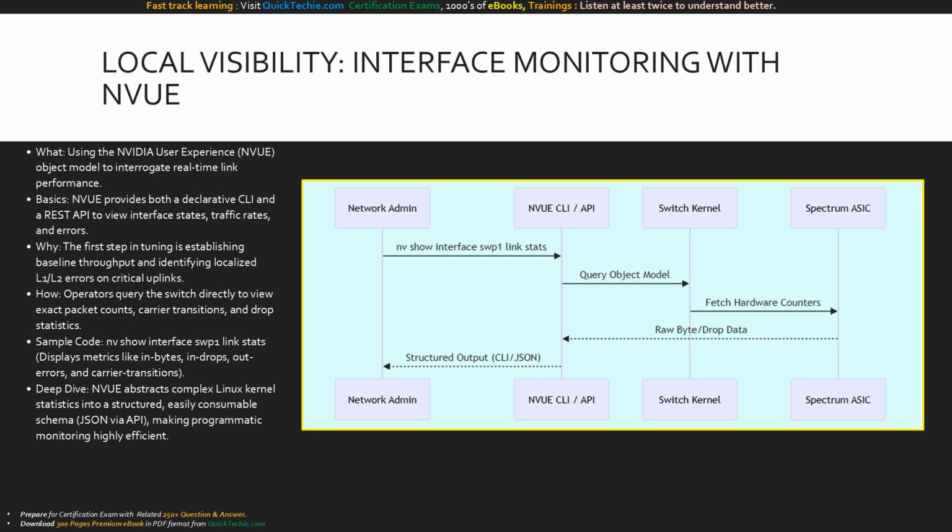This sequence diagram illustrates the flow of an NVUE telemetry request. When the administrator runs the show interface command, the NVUE engine translates this object query to the switch kernel. The kernel then fetches the live hardware counters directly from the Spectrum ASIC, formats the raw data, and returns it to the administrator as clean, structured CLI text or a JSON payload.